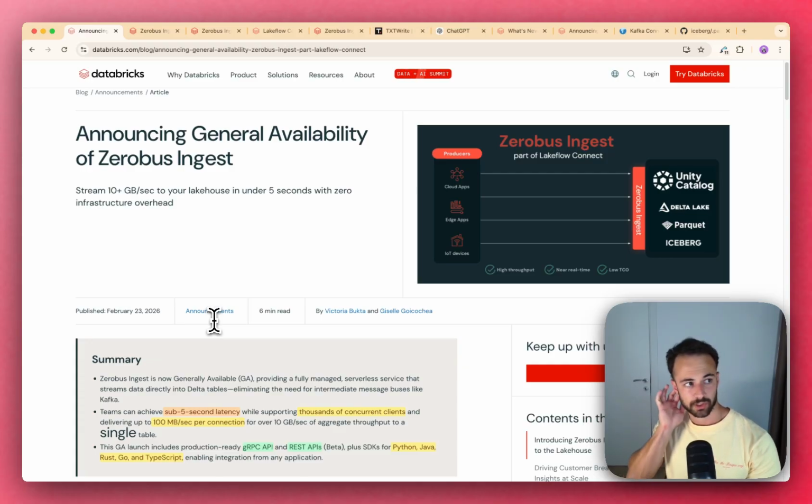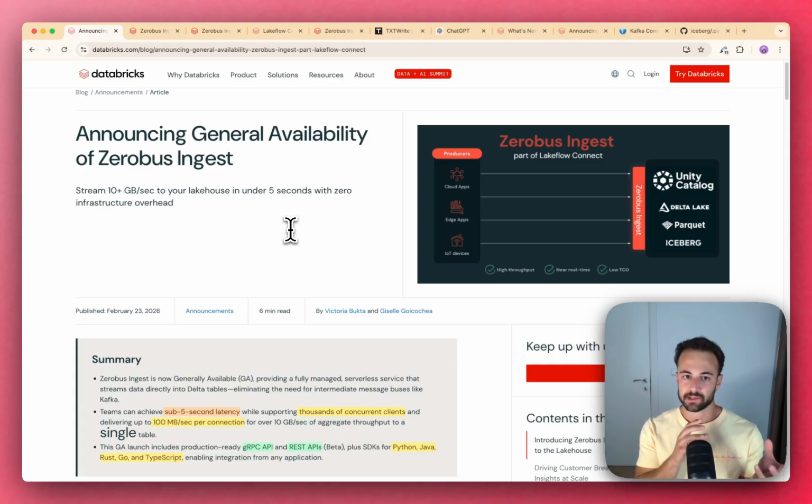The duplicate storage that they're referring to here is basically, when you store your data in Kafka as the intermediate message bus and then you write it to the lakehouse table, you're storing that data in two places. It's stored in Kafka's own 3x replicated storage, and then it's stored in the lakehouse table, which is also somewhat replicated in S3 usually, and that costs something as well. So there is a duplicate storage cost here.